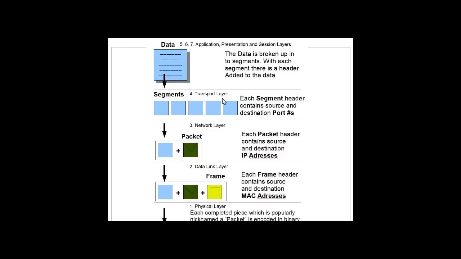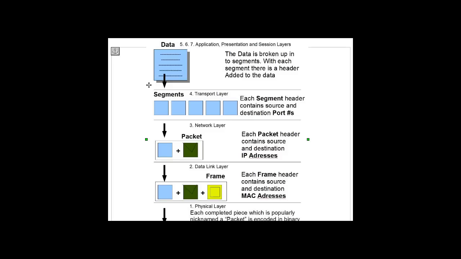So at layer 4, the transport layer, the data is broken up into segments or pieces, and each segment header contains source and destination port numbers. So inside of these segments is the segment header that has the source port number and the destination port number. And if it's an email, the destination port number is going to be, let's say, port number 25, and then you know it's SMTP, and it's going to be an email.